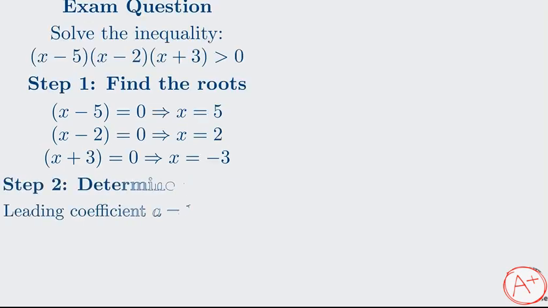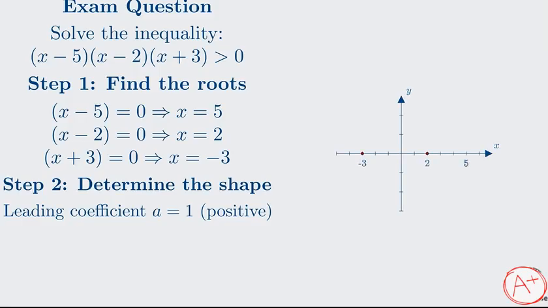Since the coefficient of the x cubed term will be +1, the graph starts in the bottom left and ends in the top right. The curve comes from below the x-axis, crosses up at -3, reaches a peak, crosses back down at 2, reaches a trough, and finally crosses up at 5.